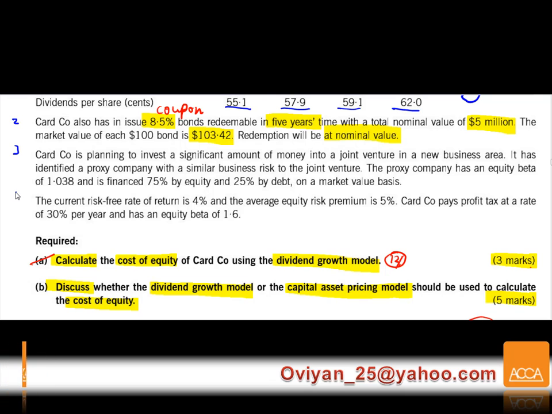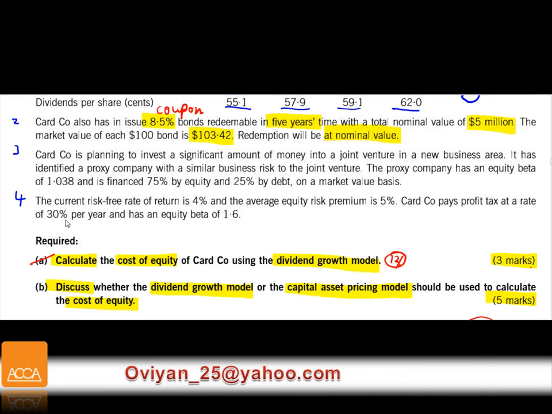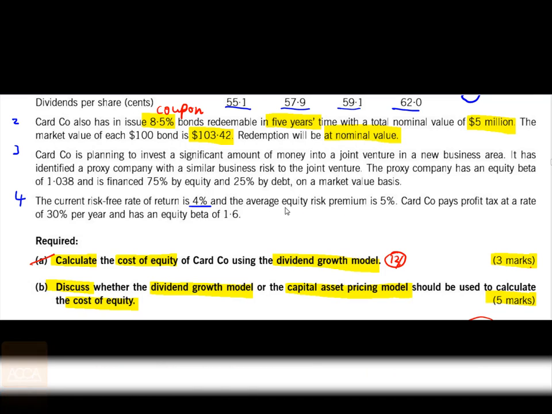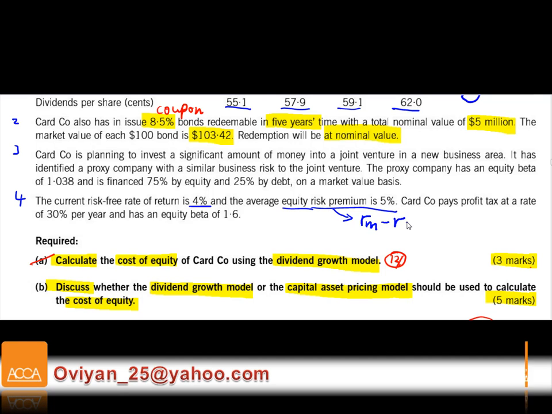Alright, the next paragraph is going to be the current information on the current RF rate. This is 4%, and the average equity risk premium is 5%. Equity risk premium, careful with the word premium here, is actually return on the market take away return RF. RM minus RF is 5%.